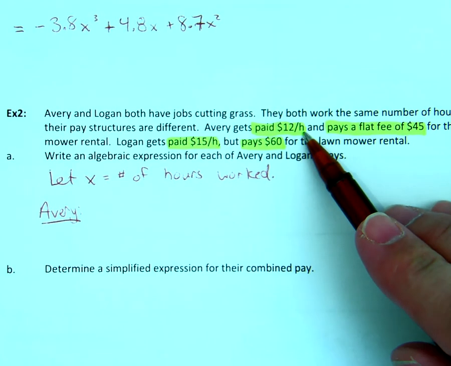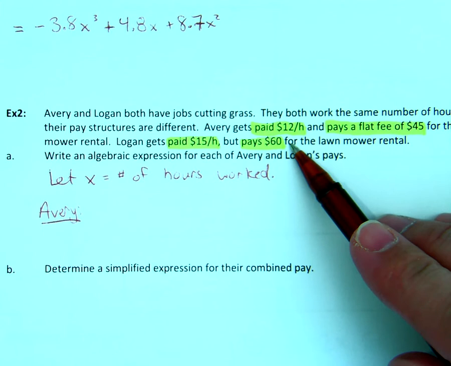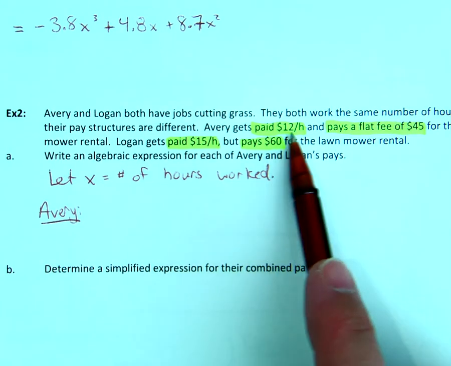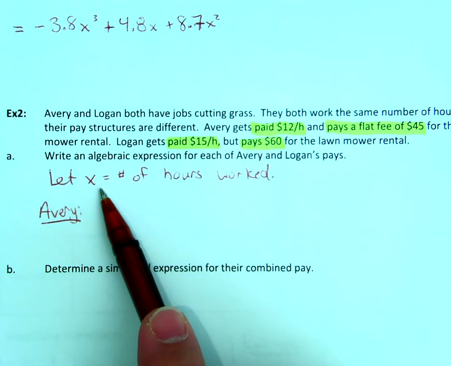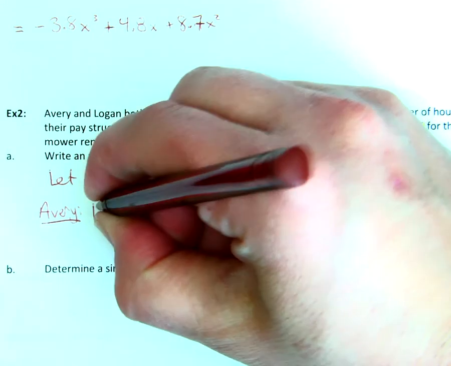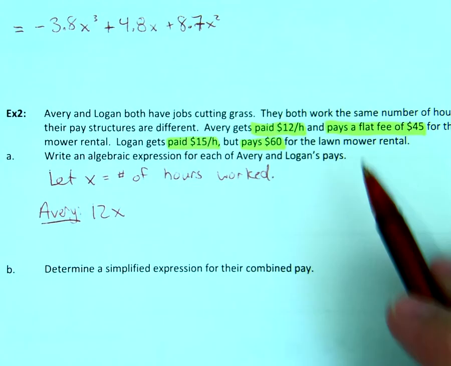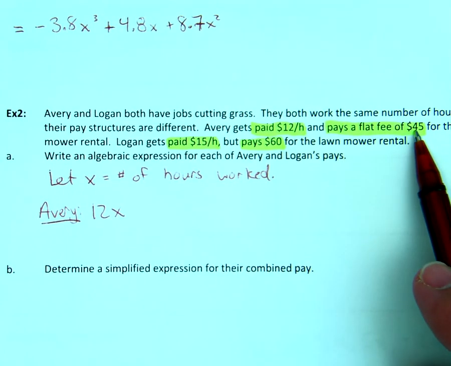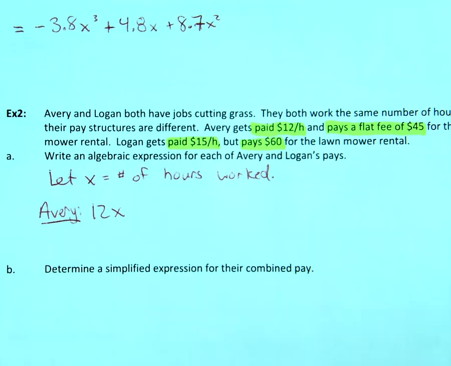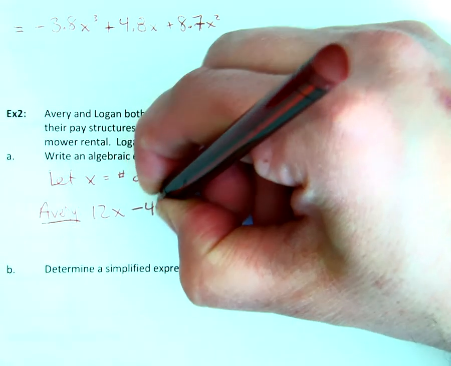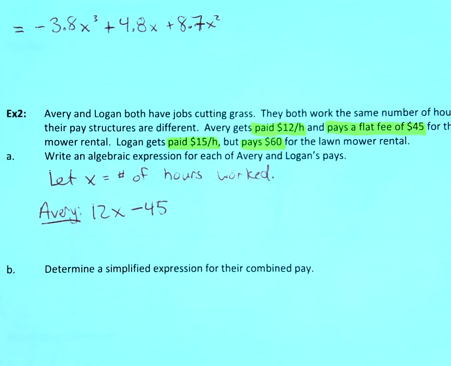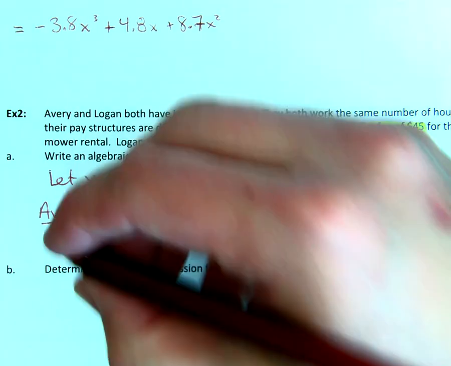So then for Avery, she's going to get paid $12 for every hour she works. So she's going to be $12 times the number of hours, or $12 times x hours. So it's going to be 12x. And then she pays a flat fee of $45. So that's going to be subtracted out of her pay because she's paying that. So minus 45. So that's an expression for Avery.